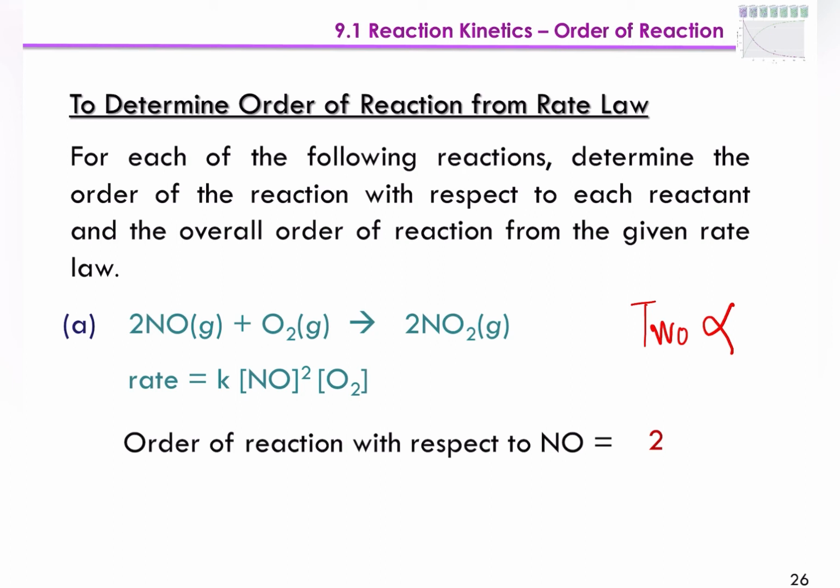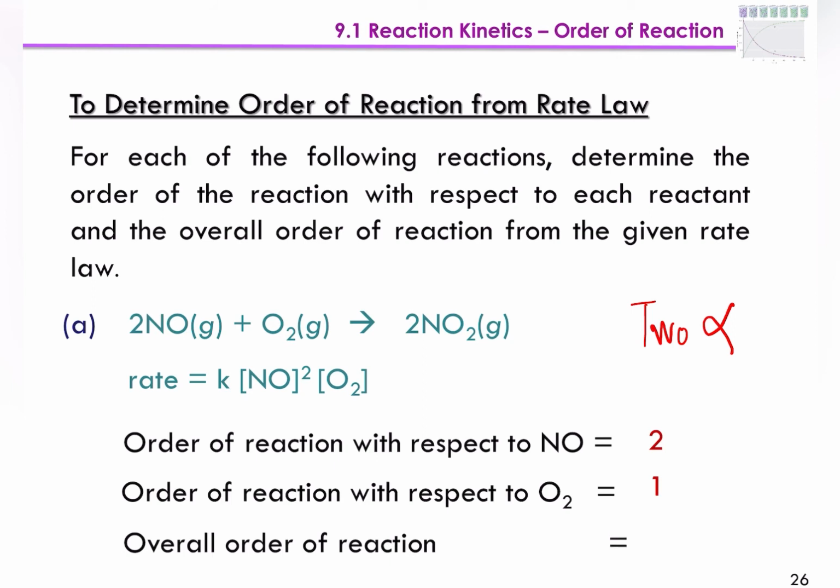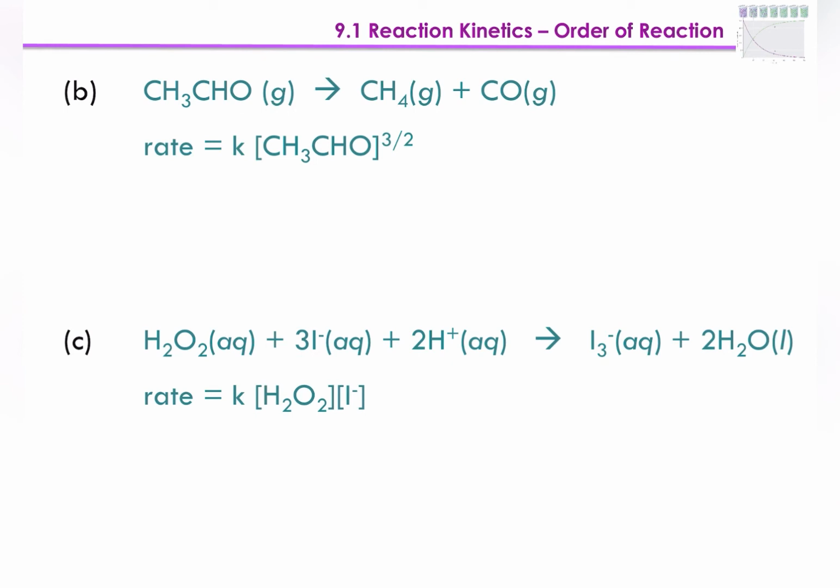And then next one, you got the order of reaction with respect to O2. The value will be 1 because it is raised to power 1. So if I want you to calculate the overall order of reaction, it is going to be 2 plus 1. The overall order is 3. So that's for question A. Next one, we got question B and question C. Let's go one by one.